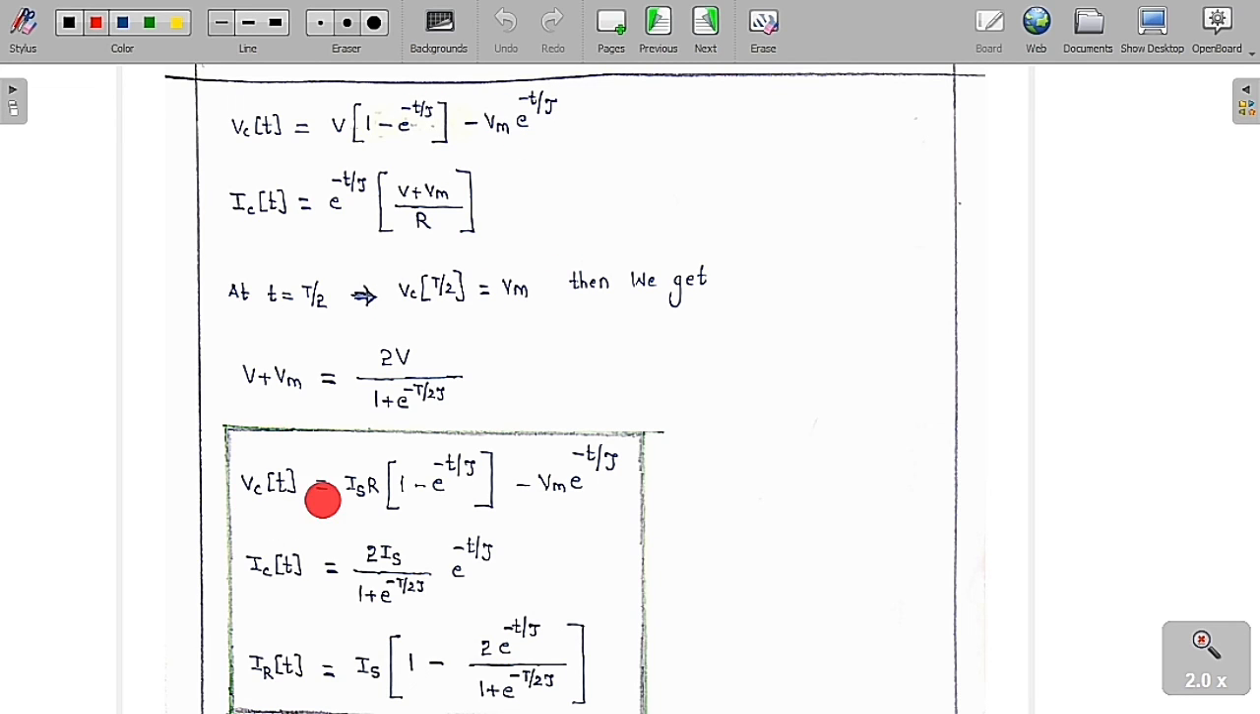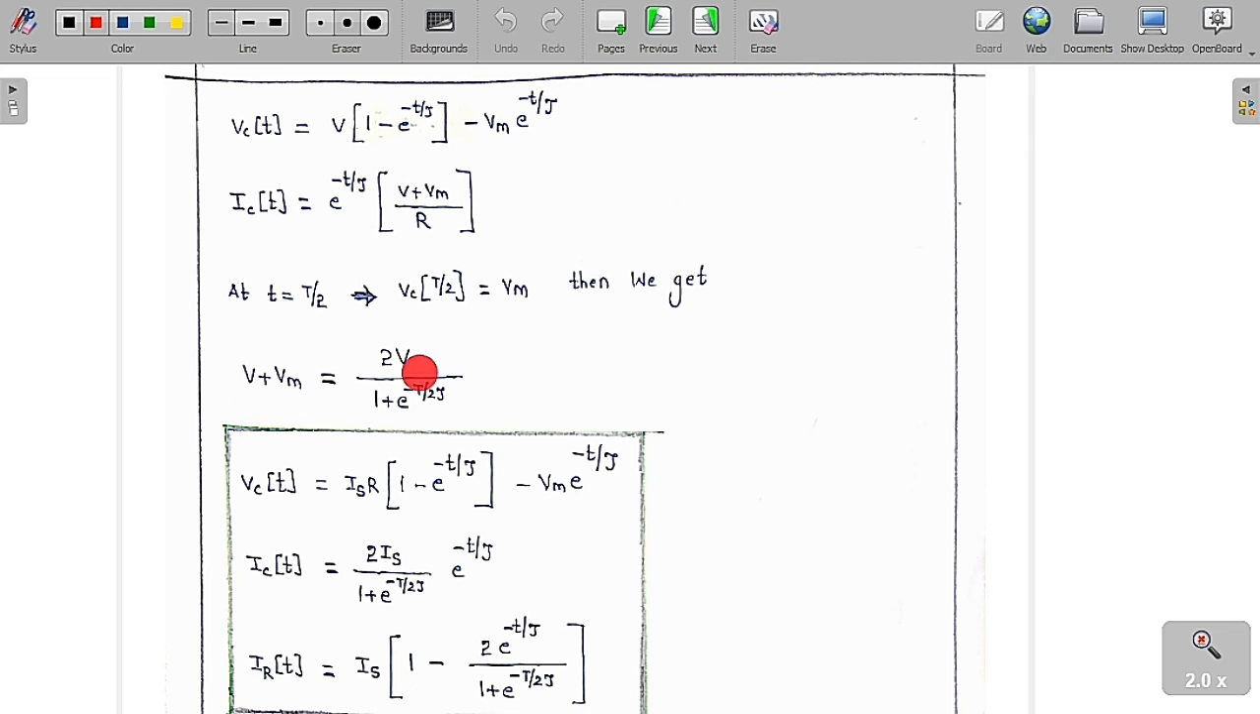So finally, the standard equation: Vc of t is equal to V, which is Is into R, into 1 minus e to the power of minus t by tau, minus Vm into e to the power of minus t by tau. So Ic of t is equal to this expression with e to the power of minus t by tau into (V plus Vm) by R.